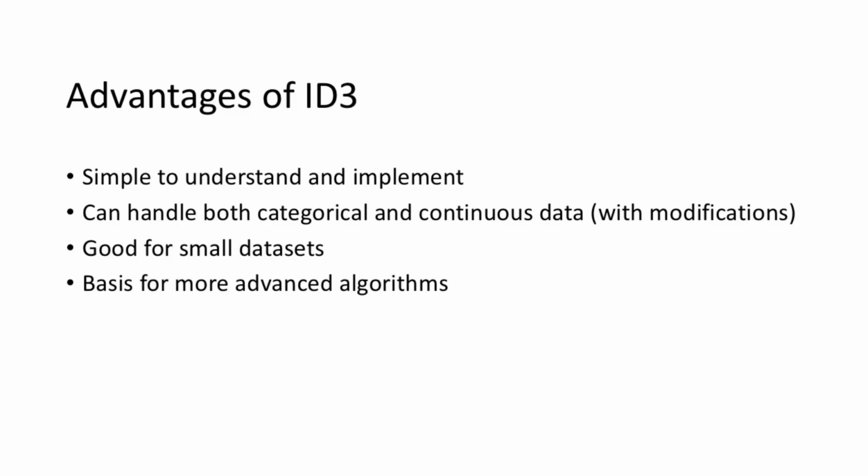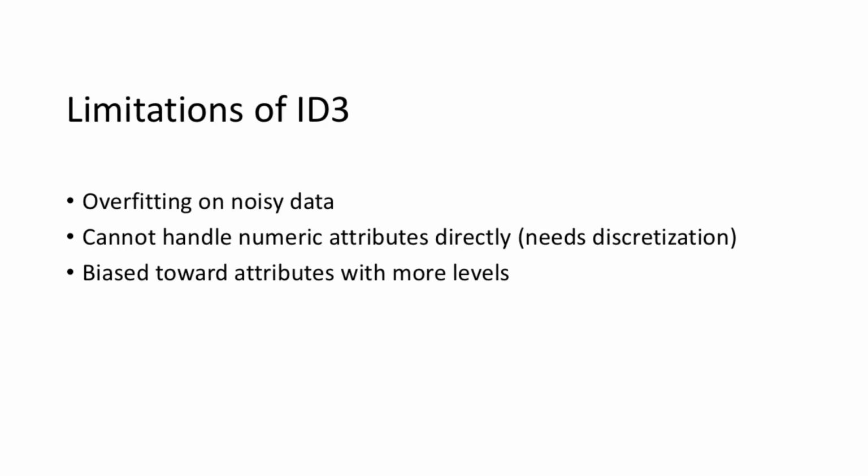Advantages of ID3 are: simple to understand and implement, can handle both categorical and continuous data, and good for small datasets and a basis for more advanced algorithms. Now, limitations of ID3 are: overfitting on noisy data, cannot handle numeric attributes directly and requires preprocessing, and it is biased toward attributes with more levels of values.